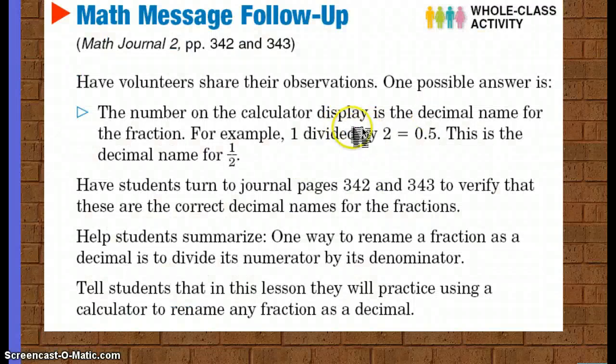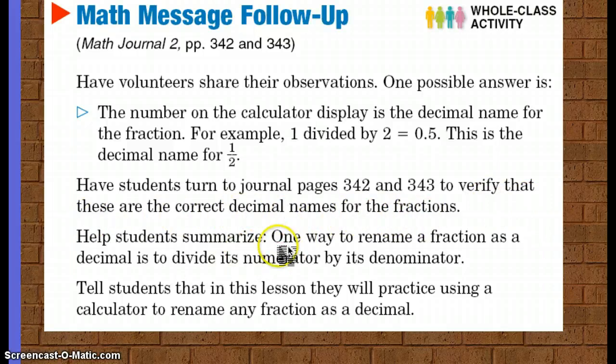Hopefully you notice that the calculator display is the decimal name for the fraction. For example, when you punched in 1 divided by 2, hopefully you noticed it equals 0.5. This is the decimal name for half. Turn to journal pages 342 and 343 to verify that these are the correct decimal names for the fractions.